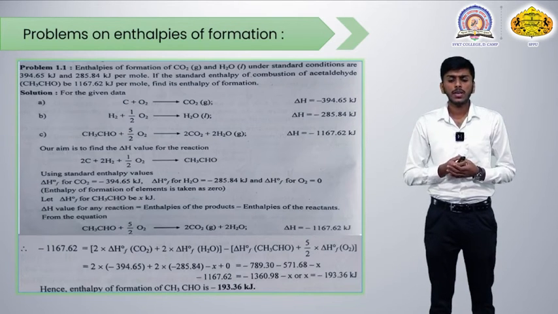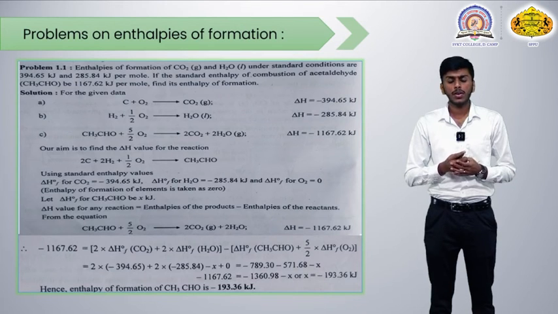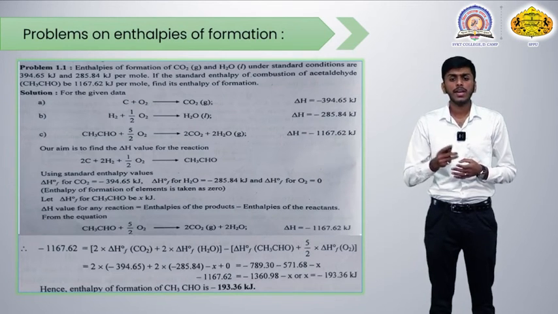Then by some rearrangement, we will get the acetaldehyde reaction giving carbon dioxide and water molecule. Then just by substituting the values given into our enthalpy of formation formula, that is, the enthalpy of formation of reaction is equal to the standard heat of product minus the standard enthalpy of reactant, we will get the enthalpy of formation of acetaldehyde equal to minus 193.36 kilojoule.